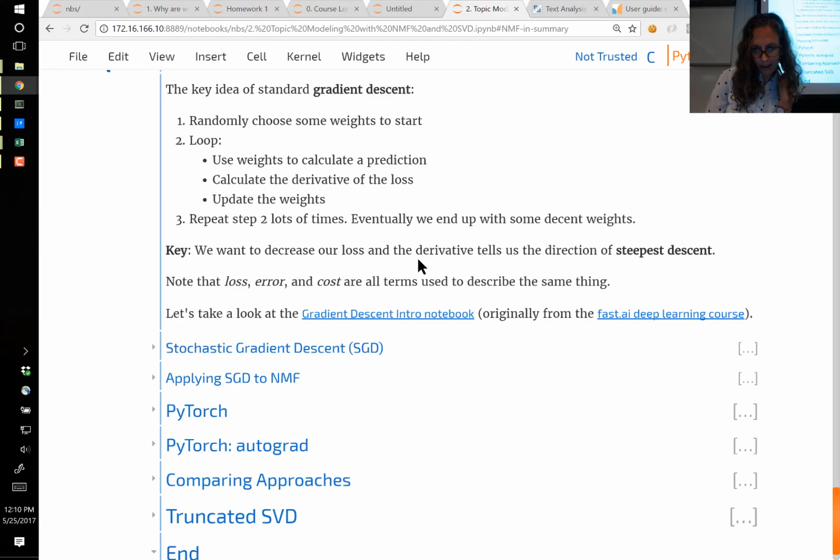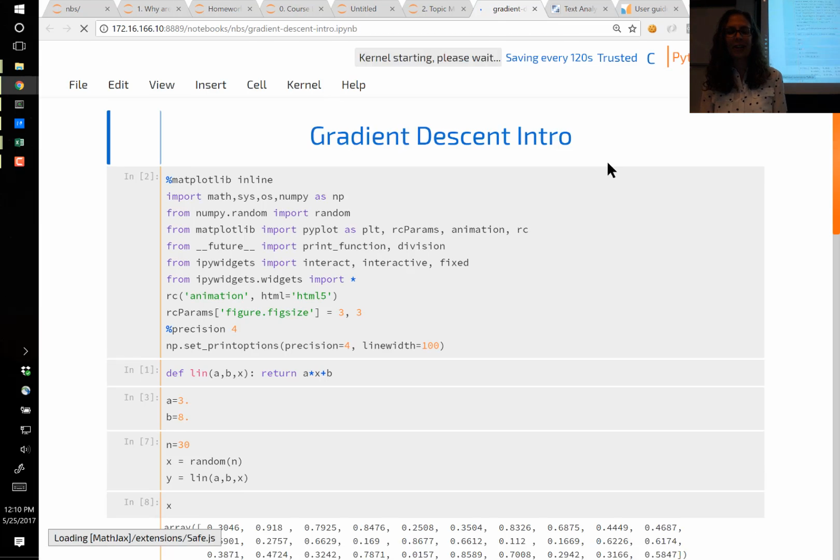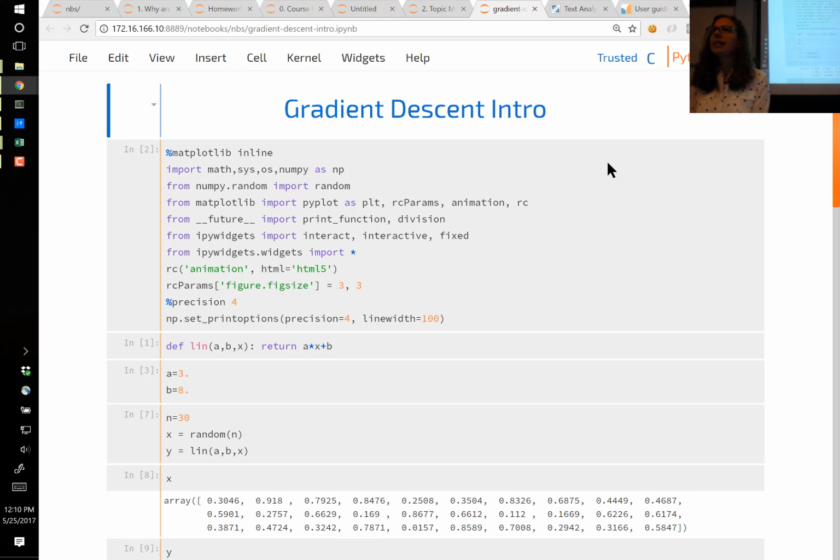Actually, sorry, I misspoke. I'm going to do an IPython notebook. The Excel is for stochastic gradient descent, which we'll get to next. Although this is also from the deep learning course. And so this notebook is called Gradient Descent Intro. It should also be on GitHub in the class repository.